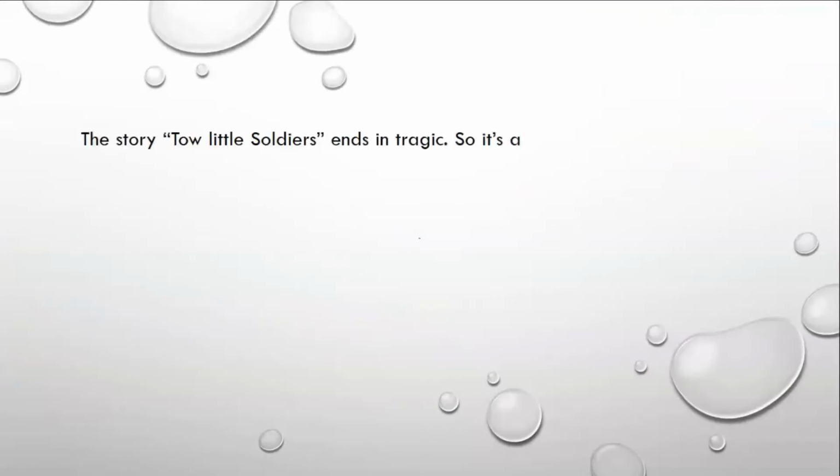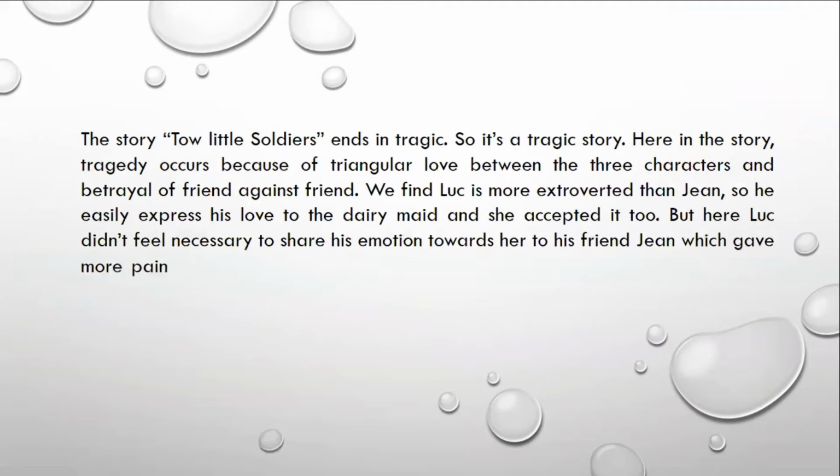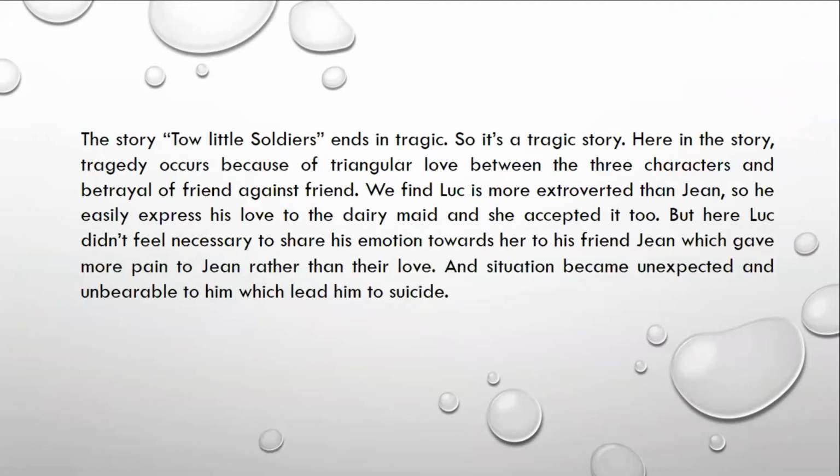So in this way, the story, Two Little Soldiers, ends in tragedy. So it's a tragic story. Here in this story, tragedy occurs because of triangular love between the three characters and betrayal of friend against friend. We find Locke is more extroverted than Jean. So he easily expressed his love to the dairymaid and she accepted it too. But here Locke didn't feel it necessary to share his emotions towards her with his friend Jean, which gave more pain to Jean than their love. And the situation became unexpected and unbearable to him, which led him to suicide.